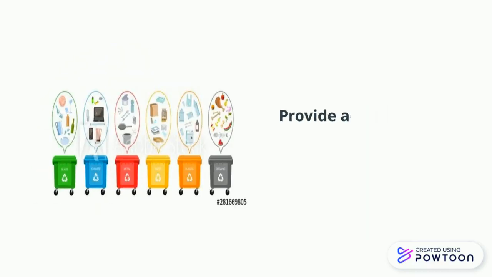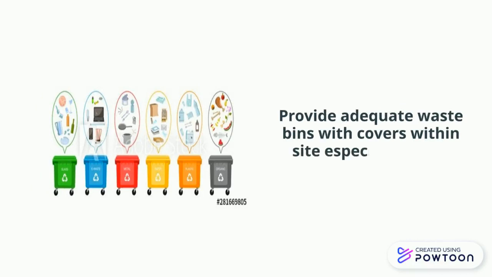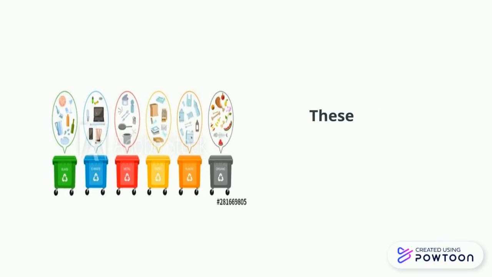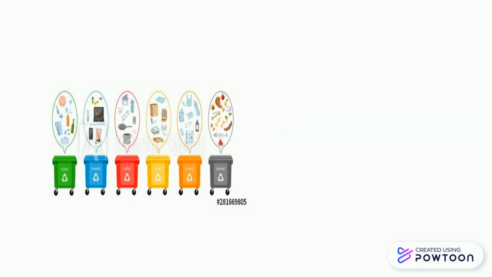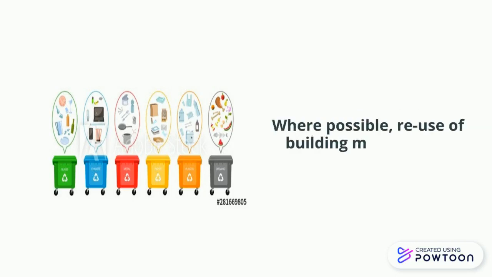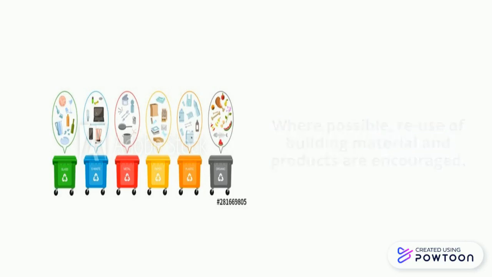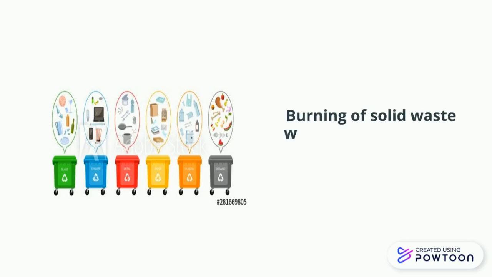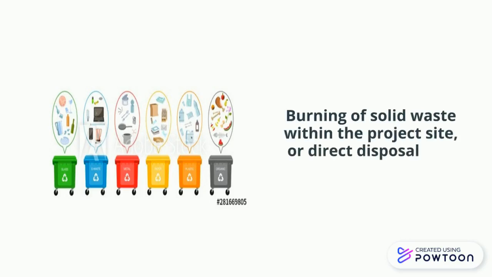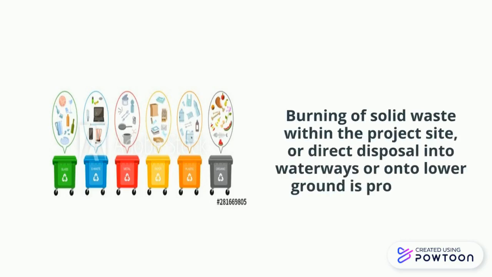Solid waste: provide adequate waste bins with covers within the site, especially at the workers' quarters. These should be regularly disposed of at dumping sites approved by the local authorities. Where possible, reuse of building materials and products is encouraged. Waste recycling bins should also be provided on site. Burning of solid waste within the project site, or direct disposal into waterways or onto lower ground, is prohibited.